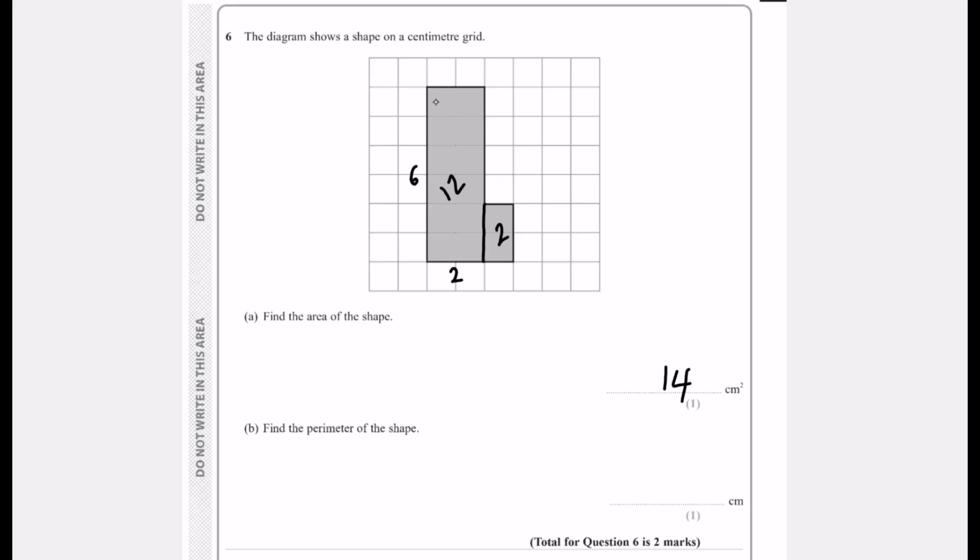Find the perimeter of the shape. So we've got 6 on the left side. We're going to have 6 on the right side in total as well, made up of 2 here and 4 here. So 6 and 6. And then we've got 3 along the top, made up of 2 and 1. And we've also got 3 along the bottom.